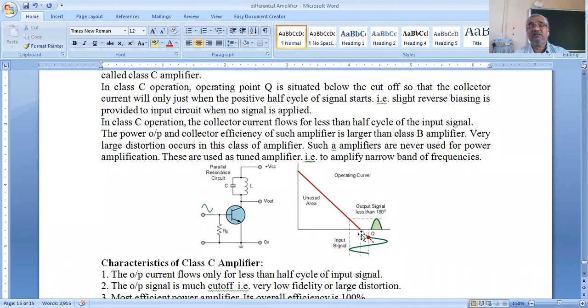तर in class C operation the collector current flows for less than half cycle of the input signal. म्हणजे इनपुट सिग्नलच्या हाफ सायकलपेक्षाही कमी amplification होते, but the power efficiency is very high and म्हणून these amplifiers are used as a tuned amplifier.